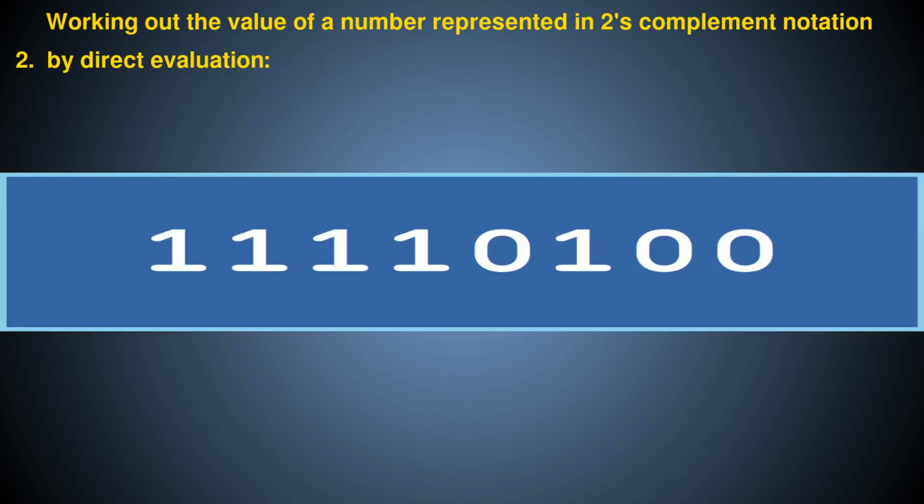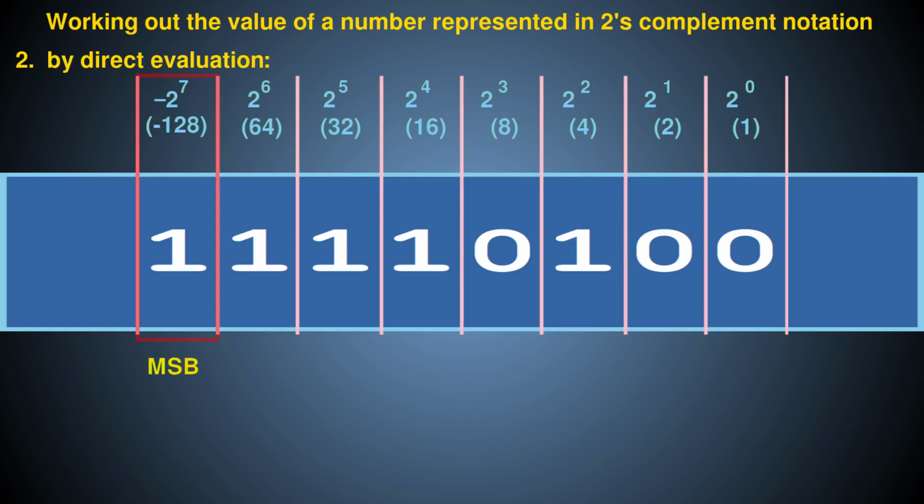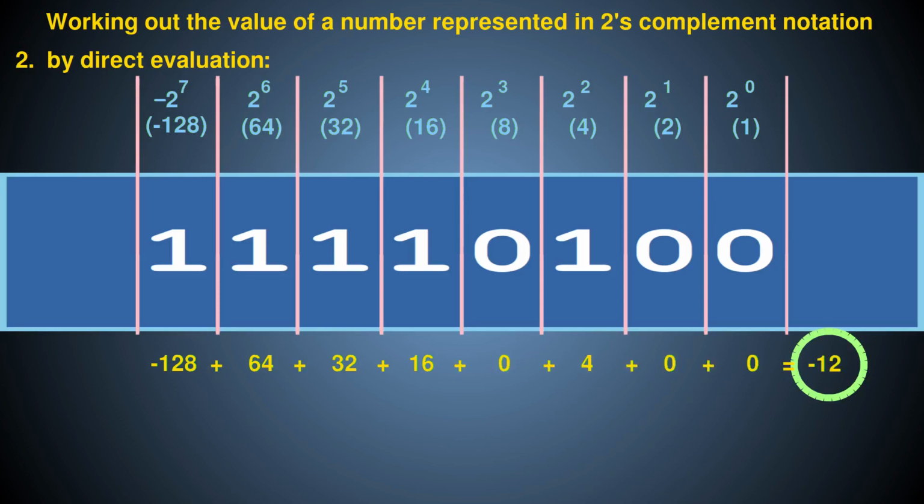The second way to get the value of a negative 2's complement number is to convert directly back into decimal by recognizing the fact that the MSB encodes value as well as sign. So, without 2's complement, the MSB here would be 2 to the power of 7, or 128. Because we are dealing with 2's complement, however, we make this minus 128. With this insight, we simply add minus 128 to the other on bits, which here are 64, 32, 16, and 4. And we get the same answer, minus 12.